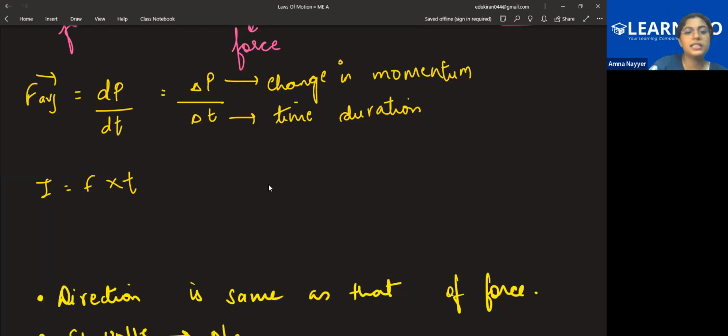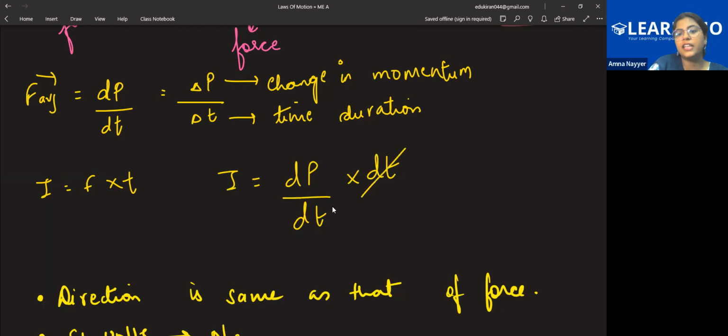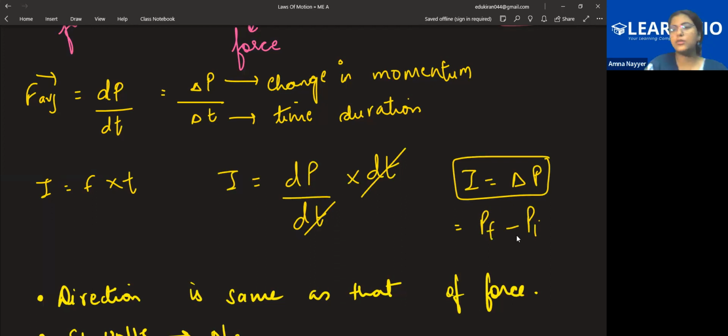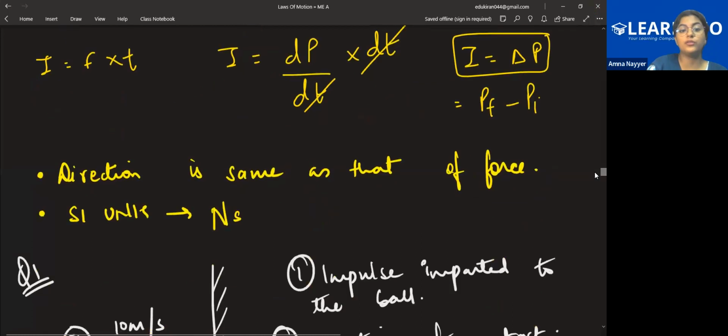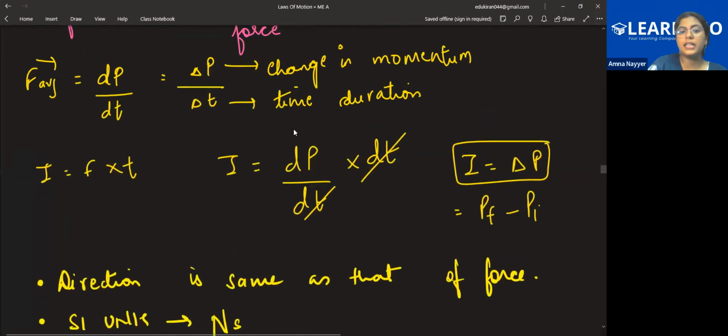Now, if we put F is equal to dp over dt, and here we already have time, so this is getting cancelled. So basically, impulse is the change in momentum, which you can calculate as final momentum minus initial momentum, because it's over a duration of time, and for a particular duration of time, we have average force. So that's why this gets cancelled, and direction is also the same as that of the force. So what will be the SI unit? Force is Newton, time is seconds. So Newton into seconds. Write this page as well.